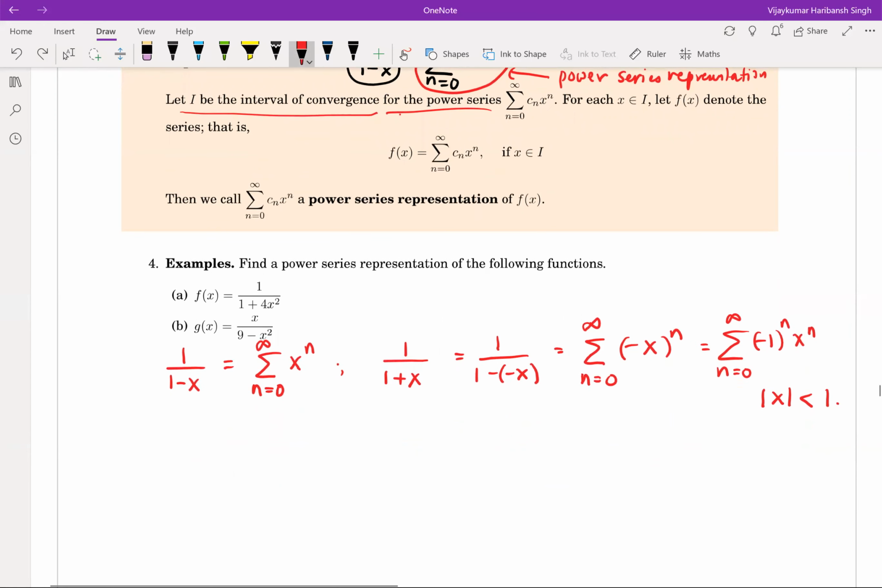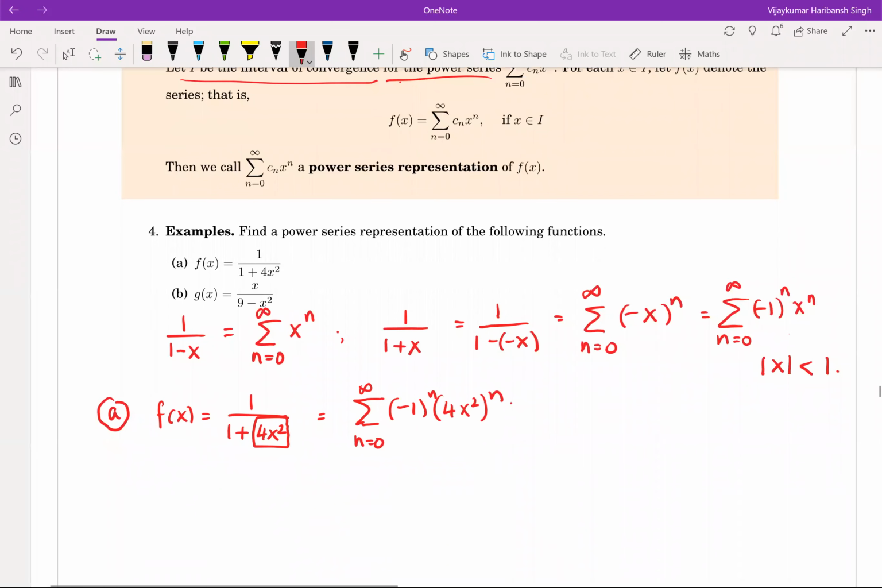Now out of these 1 and 2, we'll construct the other ones. First, let's look at A. The problem is asking you to find a power series representation. That means you have to expand this in terms of a power series. So we have f of x equals 1 upon 1 plus 4x squared. If you think about this, it's 1 upon 1 plus box, for which we have a formula over here. So this is going to be the summation n equals 0 to infinity minus 1 to the power n, but instead of x, you will have 4x squared to the power n.